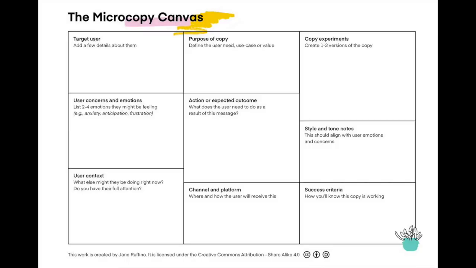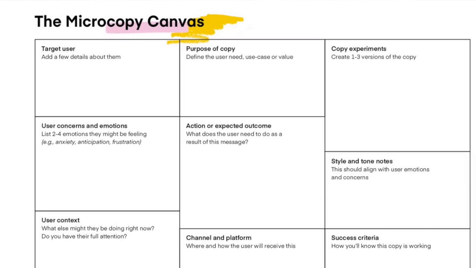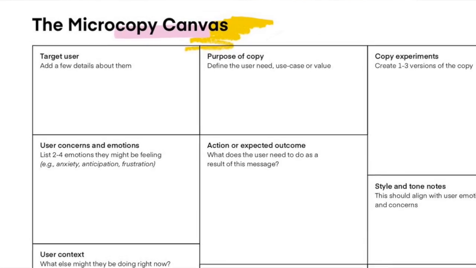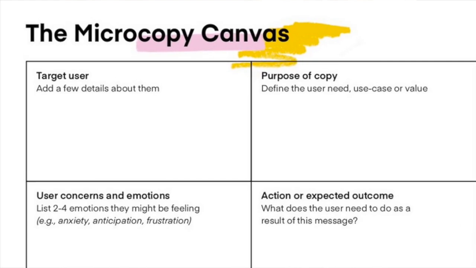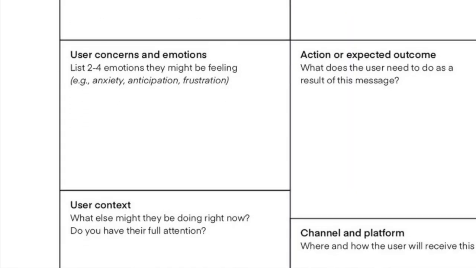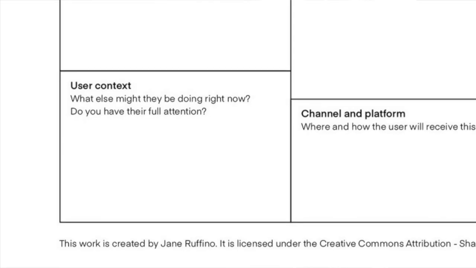So I started looking for tools that would help me think through the user experience for each screen of the user interface. That's when I came across this excellent microcopy canvas by Jane Ruffino. The canvas helps me think through every aspect of the microcopy for every screen. For example, who's the target user, what's the purpose of the copy, what are the user's concerns and emotions at that moment, what is the user context, do I have their full attention, or do I need to highlight some things to get their attention?